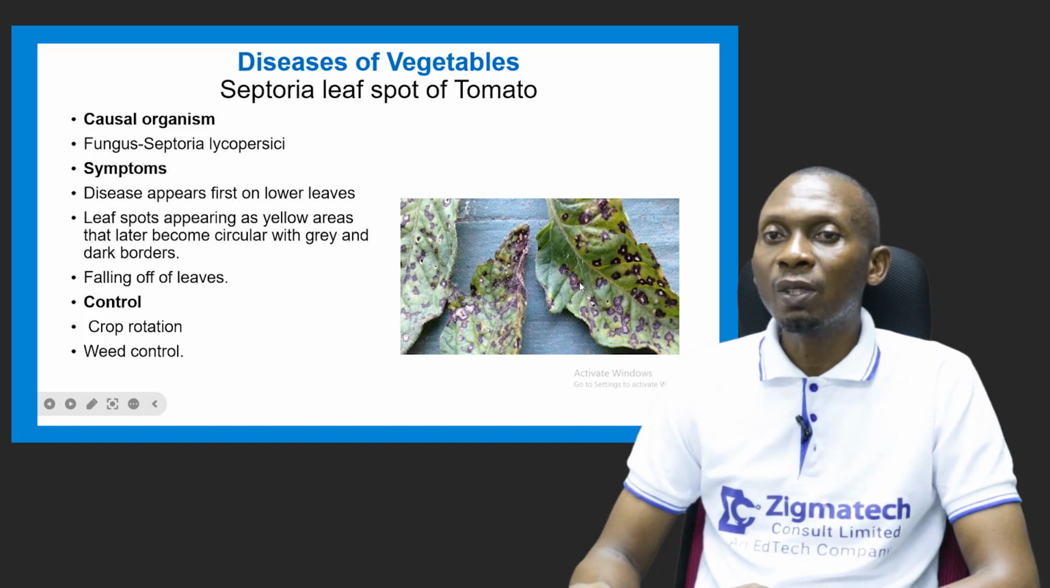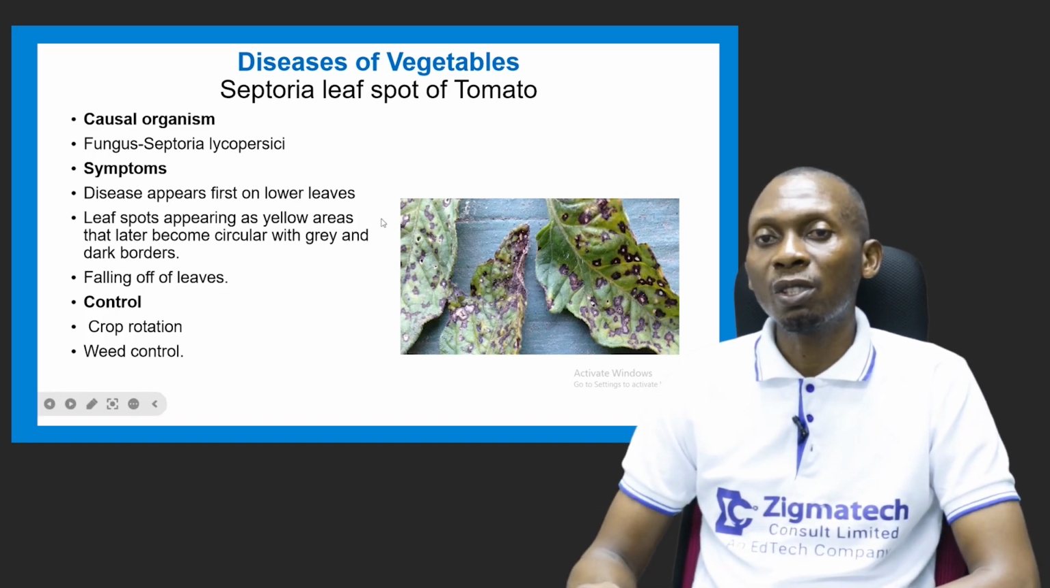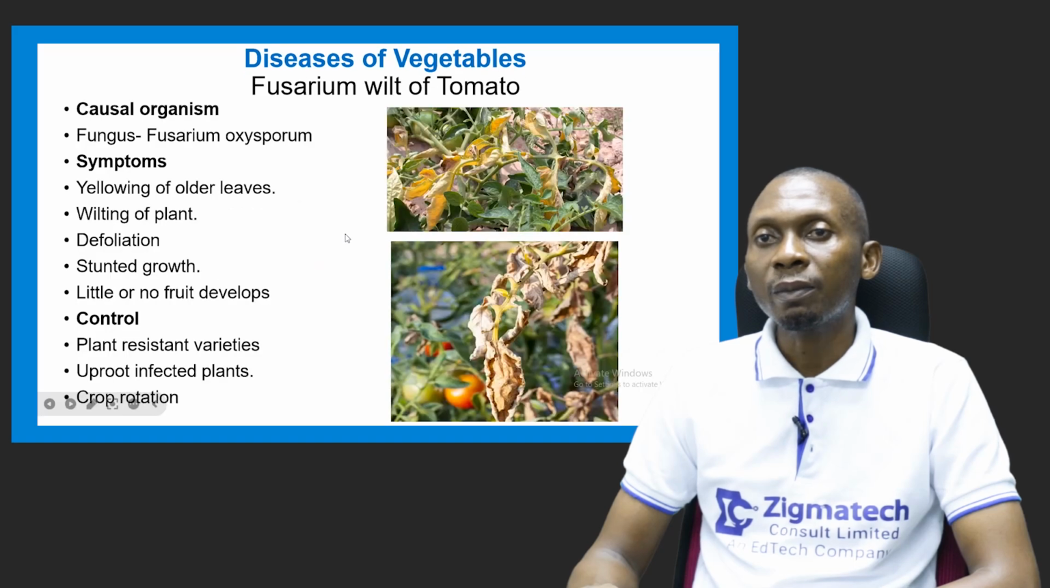So they said leaf spots appearing as yellow areas that later become circular with gray and dark borders. So there's falling of the leaves, and it's controlled by crop rotation and weed control. We have Fusarium wilt of tomato, caused by the fungus Fusarium oxysporum.